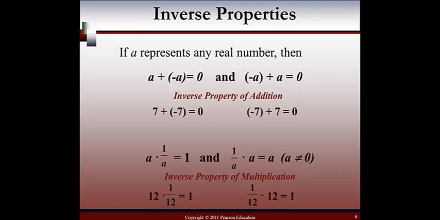So here's an example. If we take 12 times 1 over 12, that's going to give us 1. Because if we put that 12 over 1, then we can cancel our 12s, which leaves us 1 over 1, which reduces down to 1. The same thing is true on the right. So this is the inverse property of addition and the inverse property of multiplication.